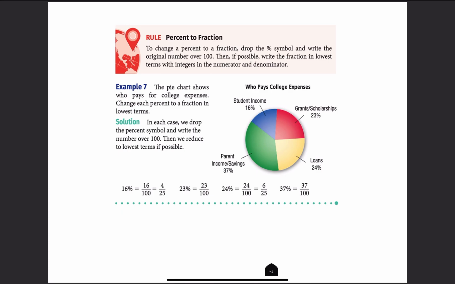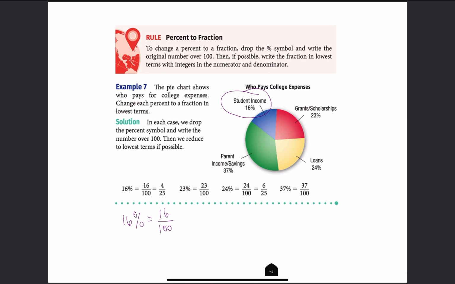So if we look at student income, what percentage of college expenses are paid for by student income? That's 16%. That's pretty interesting. So 16% as a fraction would be 16 out of 100.